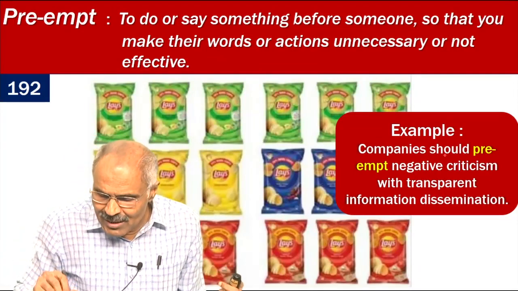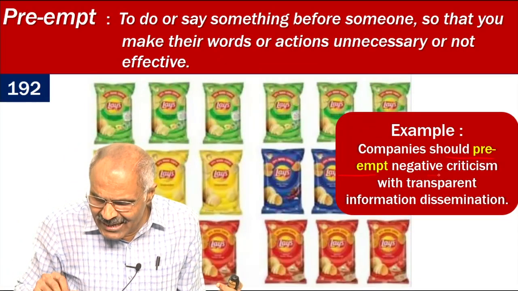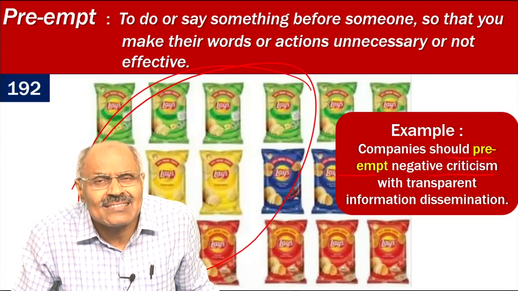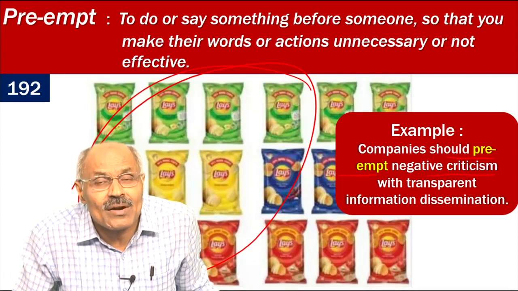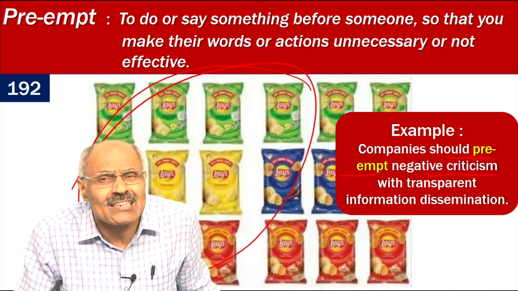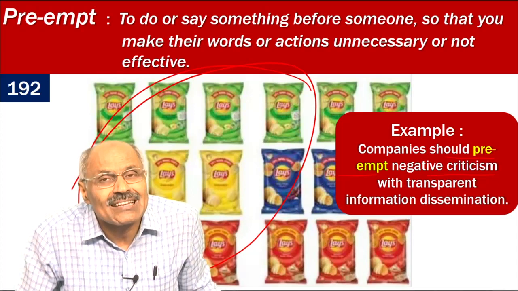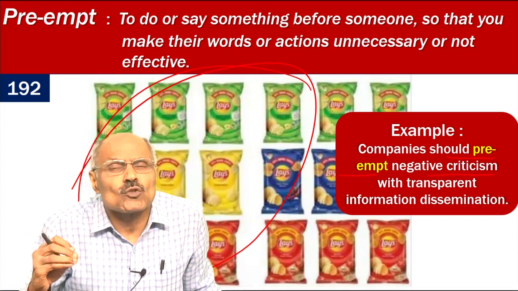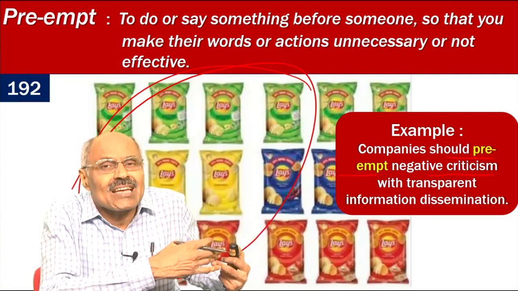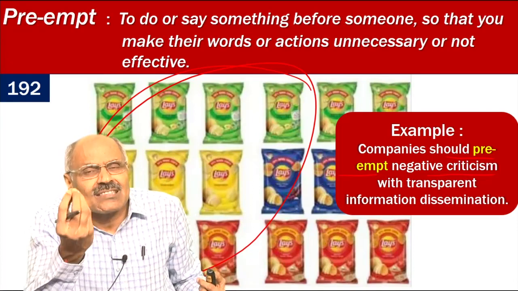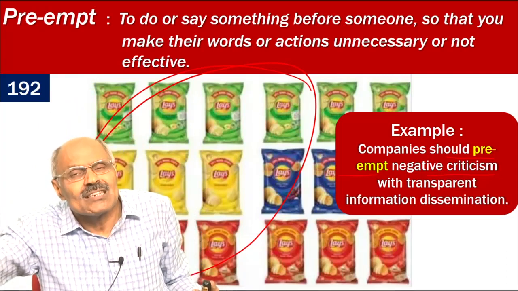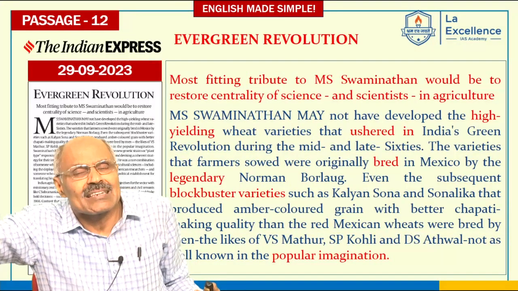And here you see, companies should preempt negative criticism. Several products like Lays as well as various other products are considered to be unsafe for human beings because of the addition of certain compounds. When you are marketing such products, you should come out transparently so as to preempt criticism. When you are hiding something, everybody will comment, this is unsafe, that is unsafe. Come out with proper labeling, that is preempting criticism. That is preventing somebody else from criticizing your activities.